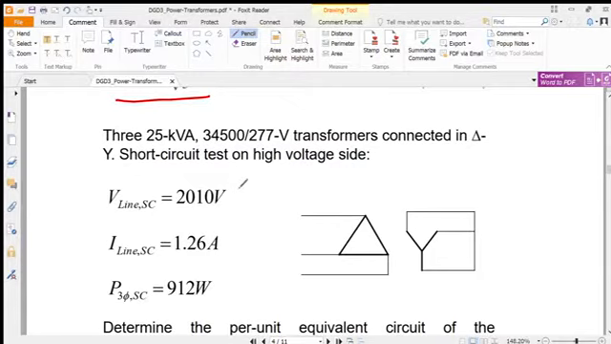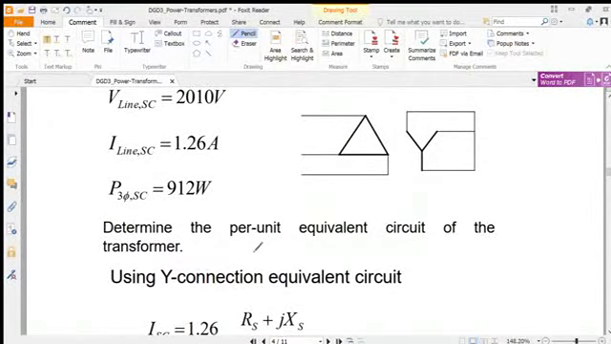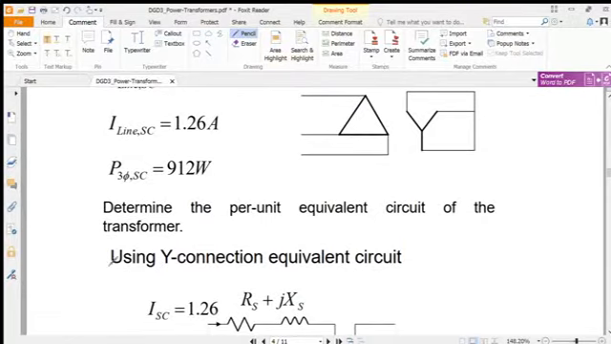The short circuit test is done on the high voltage side, I mean the delta side. The given values are the line voltage, the short circuit line current, and the three-phase power. Now we have to determine the per unit equivalent circuit of the transformer. Okay, let's start the solution.